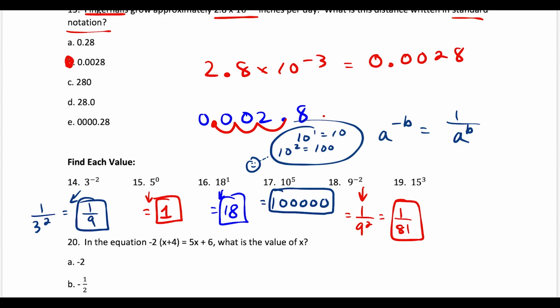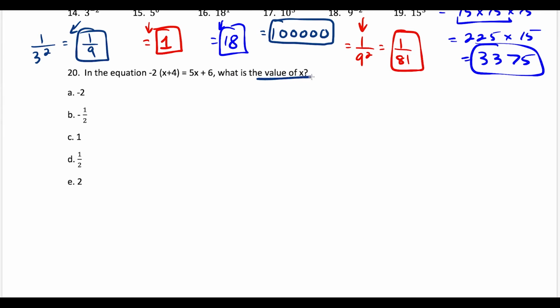Now 19, when we look at this question, we have 15 to the third power. Now this I'll just write over here. That's 15 times 15 times 15. So 15 times 15 is 225. And we still have to multiply by 15 once more. So this part we could just use a calculator. And this will work out to 3,375. So that's our solution to 19.